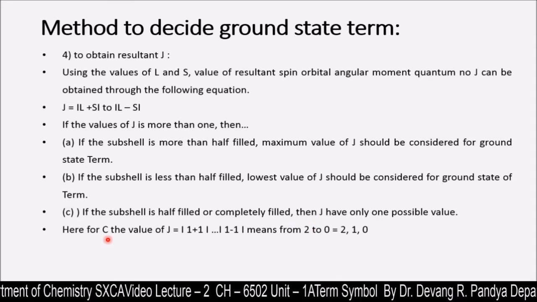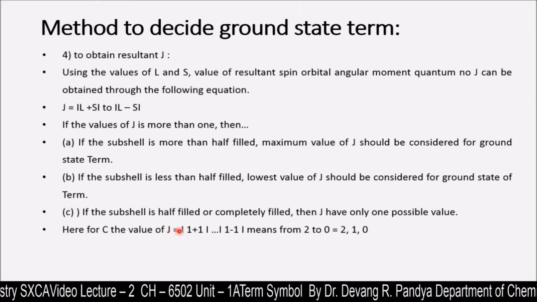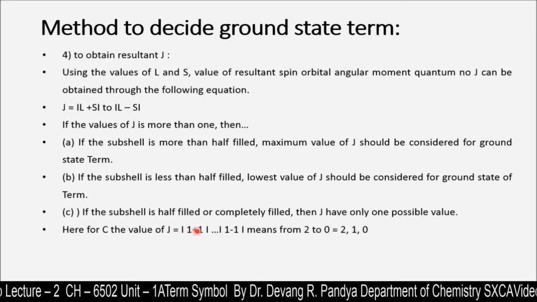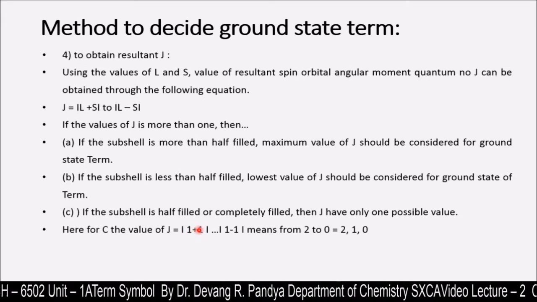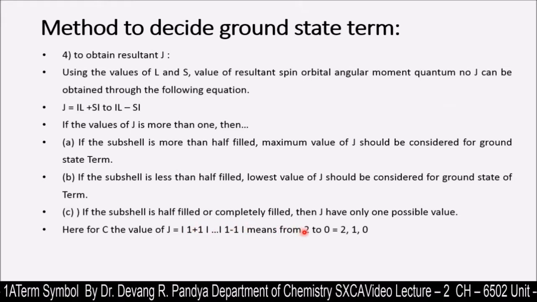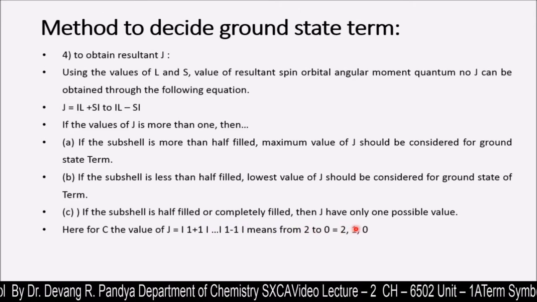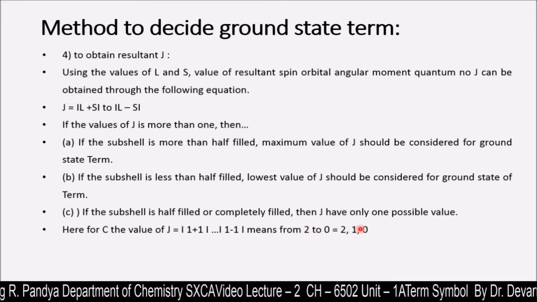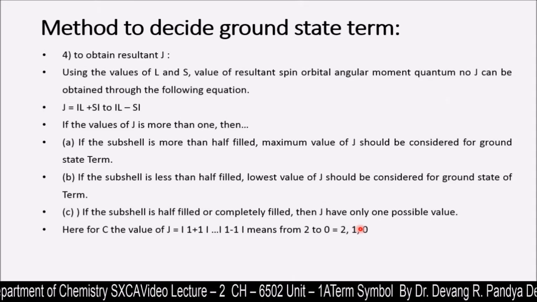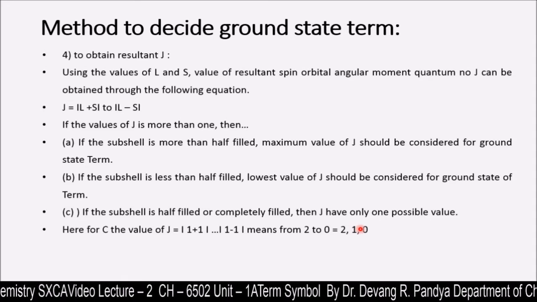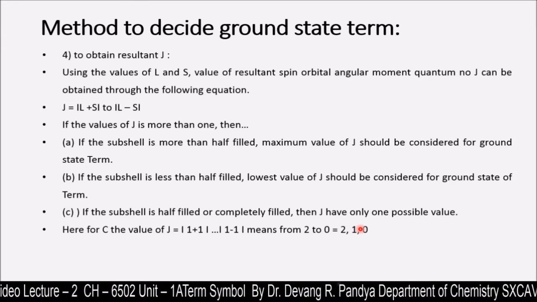Now here for the carbon atom, the value of J should be considered as L is equal to 1 plus S is equal to 1. So 1 plus 1 to 1 minus 1. That means from 2 to 0. That means 2, 1 and 0. These three values we will obtain for the carbon atom for the resultant spin orbital angular momentum quantum number J.